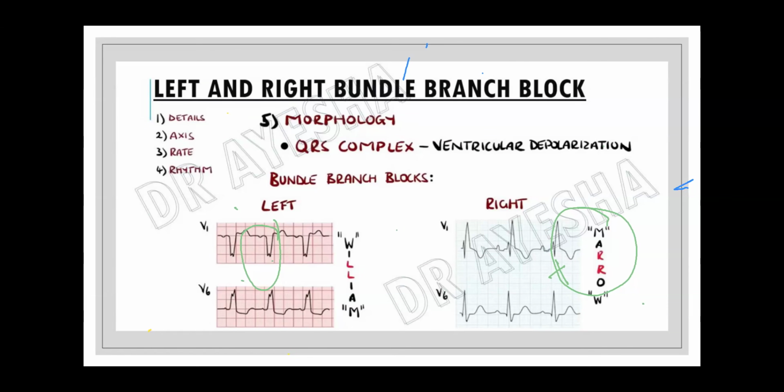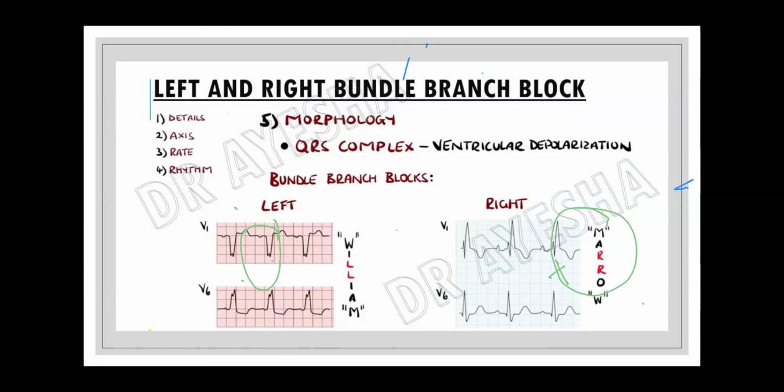And for the right bundle branch block, you have the word Marrow. Marrow, again double R is from the right bundle branch, and the M pattern you can see in V1 and the W pattern in V6. And if you see V6, you may have broad S waves there.